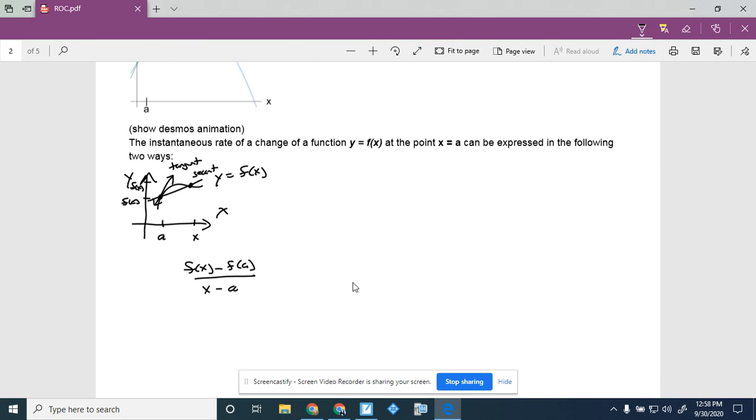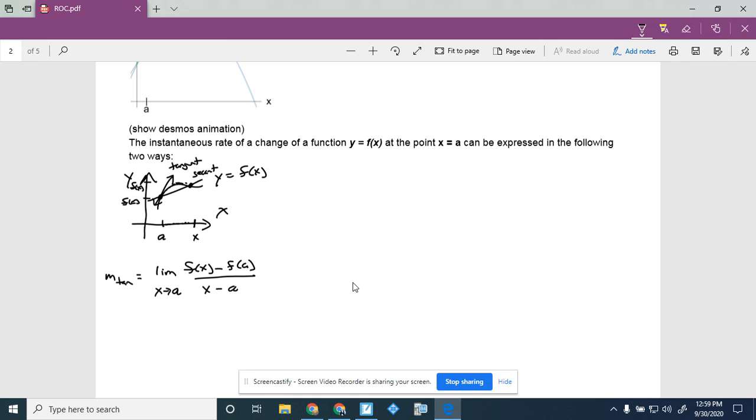Now that by itself gets you the slope of the secant line. But remember now, to get the slope of the tangent line, I want to bring this point closer and closer and closer here. So now what does that mean? That means this right endpoint, X, has got to go to what? It's got to get closer to A. So if I take the limit as X goes to A, I now get the slope of the tangent line.